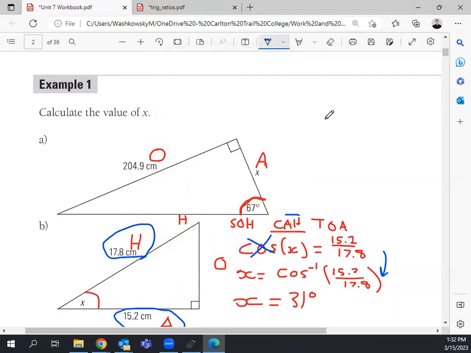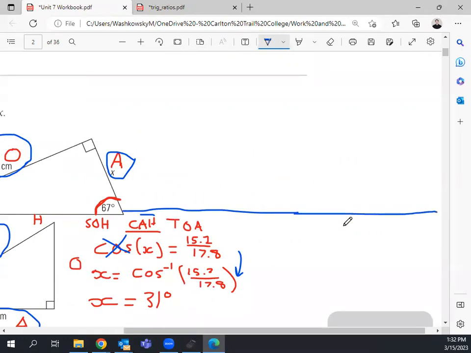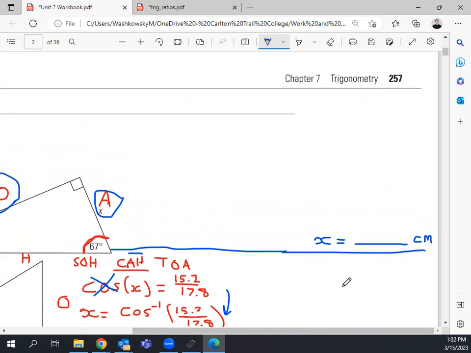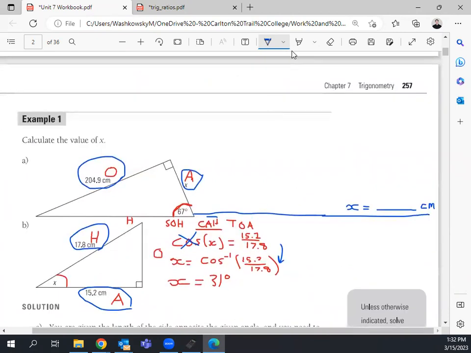So what are the two sides here that have something with them? There's the opposite, of course. And the adjacent has something there too: it has what I'm trying to find. So that's what I'm going to use. I'm going to cross this off so it doesn't interfere. My ultimate goal is to say x is equal to this many centimeters.